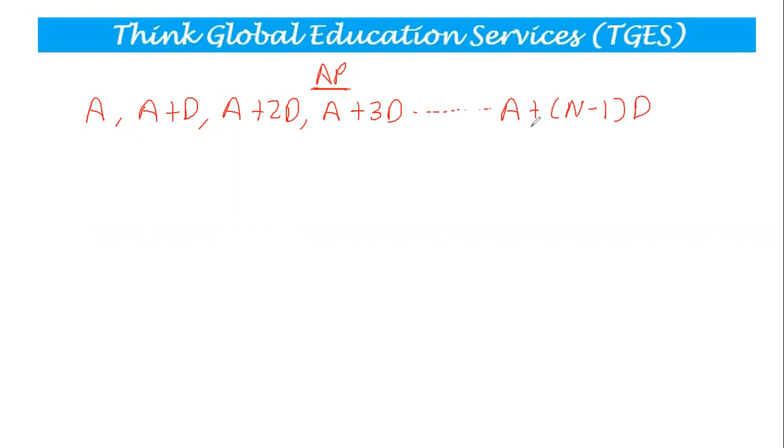Now, sometimes students have a confusion that, sir, it should be A plus ND. Why n minus 1 times D? As we are going A plus 3D, A plus 4D, so in the end, it should be ND when I say the number of terms are n. But not really. It's actually A plus n minus 1 times D. Now, why is it so?